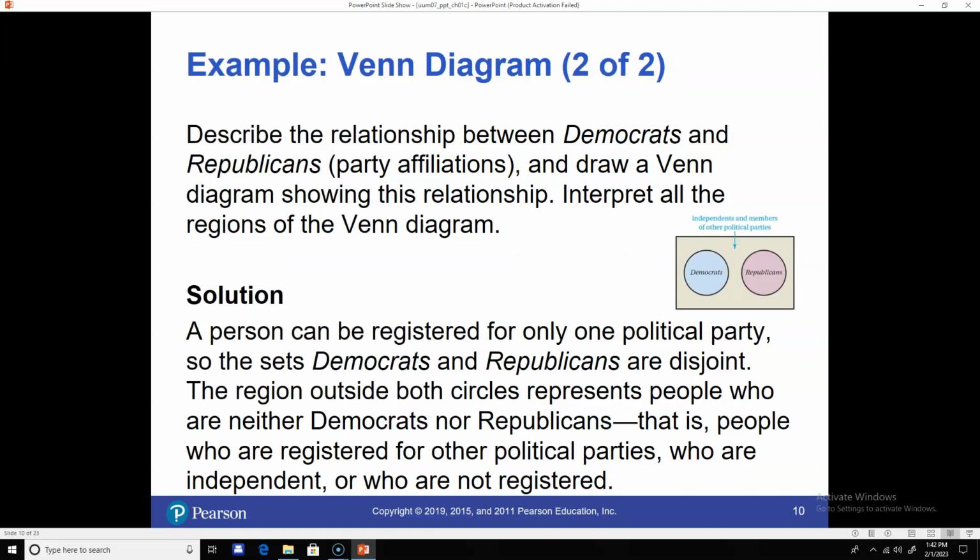Yeah, so a person can only be registered for one party in the United States. Right, and we talked about the independent and people from other parties or people who are not registered would be outside the Democrat and Republican bubbles.